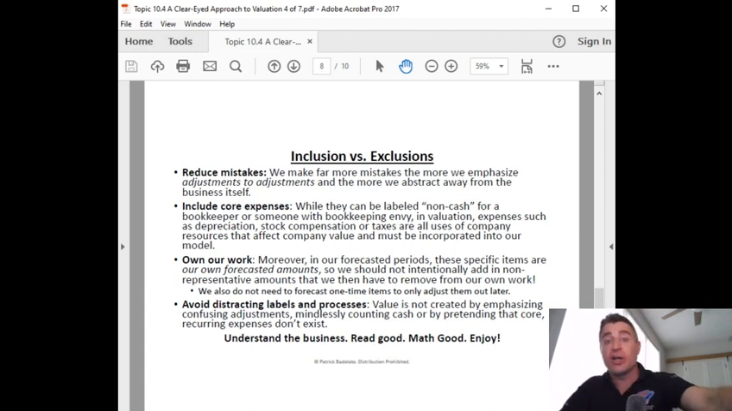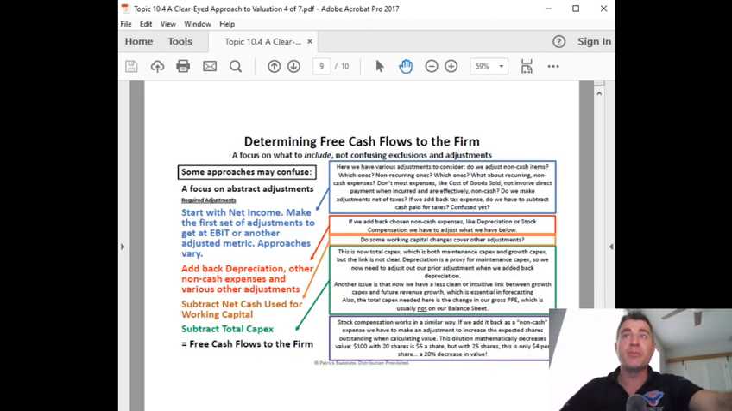It's not valuable. It's tough, and there's no easy way to do this. So the less time we spend confusing ourselves with those labels, the easier it'll be, right? It's not about mindlessly counting cash or pretending that core recurring expenses don't exist. It's about revenues and expenses, understanding the business and fleshing that out with firm-specific information, right? Extra commentary there. Hopefully that's useful. And then this is my comment.